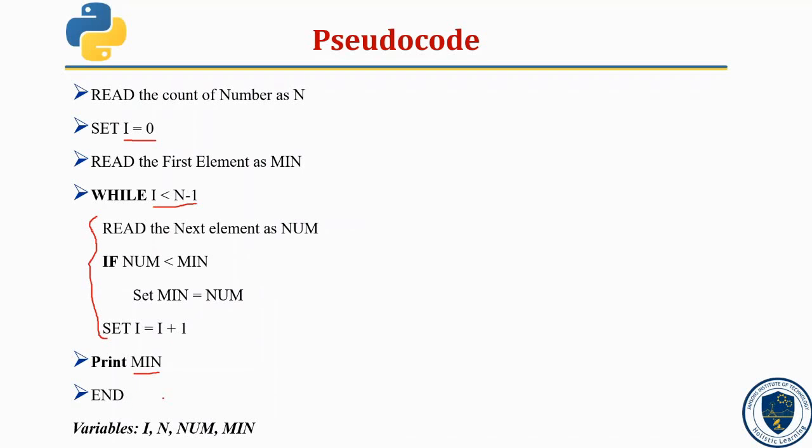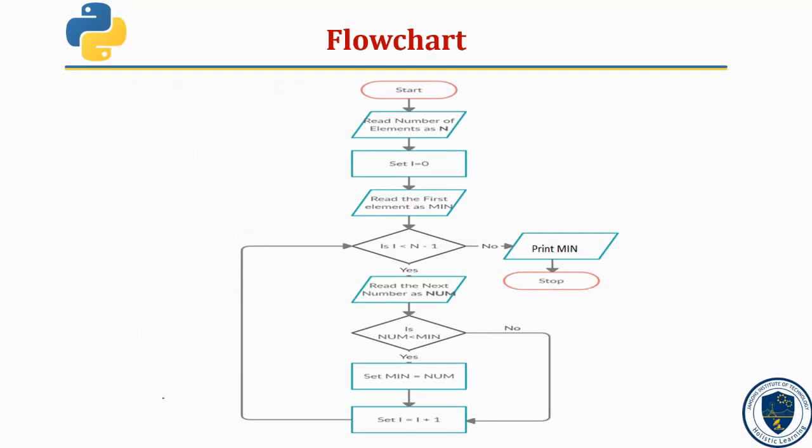Similarly, let's design a flowchart for this logic. We have to use the appropriate symbol for each flow. So initially start, then read the numbers. For reading or printing, we have to use the parallelogram. So you can see we have used the parallelogram to read the number of elements as n, and set I is equal to 0. If you initialize or perform any process, you have to use this rectangle, which is called a process symbol.